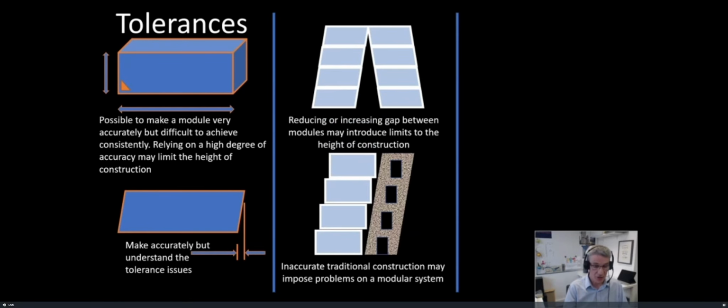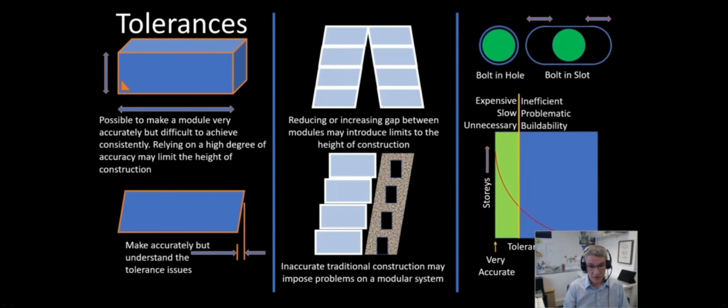The same issue occurs with traditional construction. If the traditional construction is out of tolerance, that can cause significant problems. So accuracy of the traditional is very important. In the manufacture, you have to figure out what level of tolerance is acceptable. There's lots of things to consider in terms of cost and accuracy.